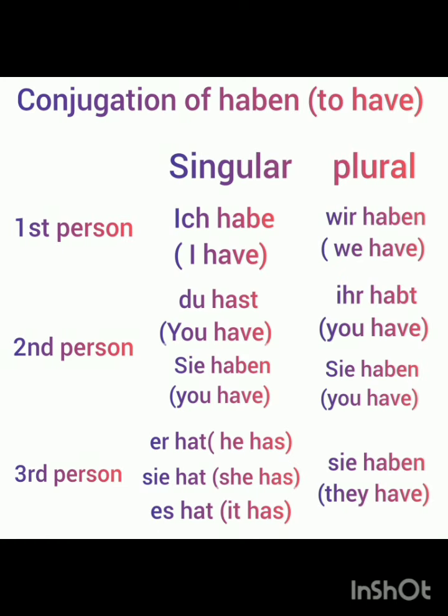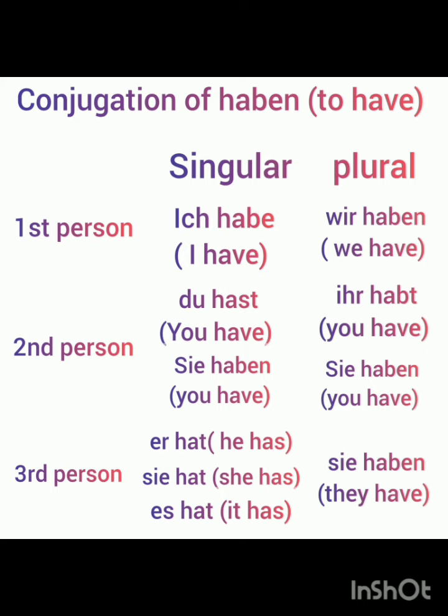Next is conjugation of haben. First person singular is ich habe, which means I have. First person plural is wir haben, which means we have. Second person singular informal is du hast, which means you have.